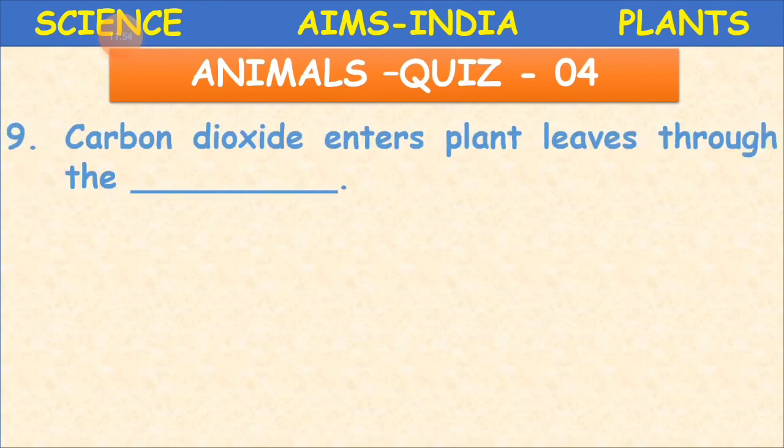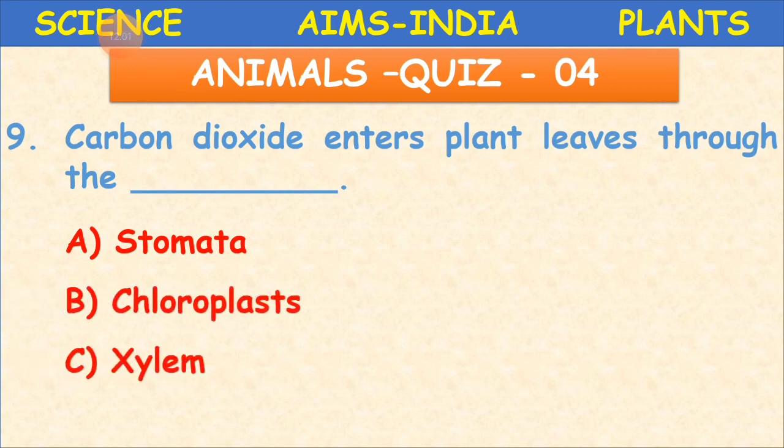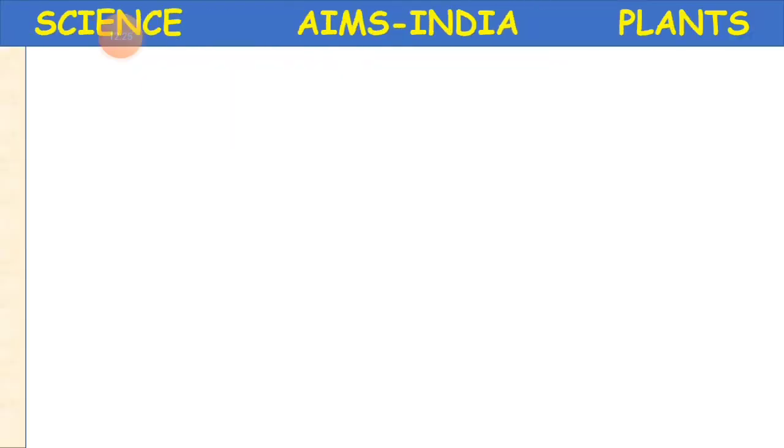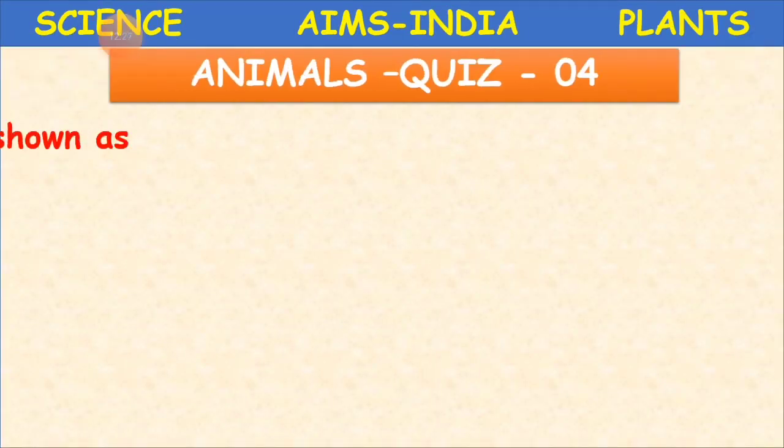Carbon dioxide enters plant leaves through the dash. A option is stomata, B chloroplast, C xylem and D cuticle. Through which does carbon dioxide gas enter the plant leaves? Yes, children, the correct answer is A option, stomata. Okay. Now, another question for you. The last question here.